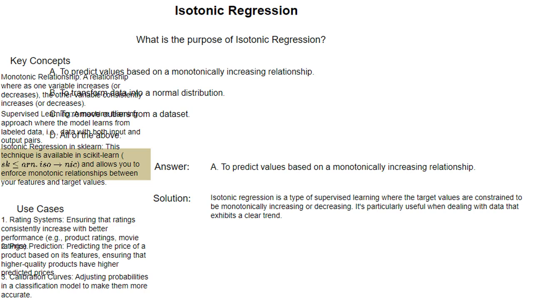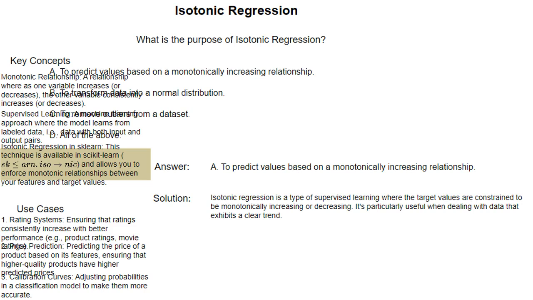This technique is available in scikit-learn, sklearn.isotonic, and allows you to enforce monotonic relationships between your features and target values. Let's say we have a dataset with the number of years of experience and the corresponding salary of employees. We suspect there's a positive monotonic relationship: more experience leads to higher salary. We can use isotonic regression in scikit-learn to create a model that predicts salaries while respecting this relationship.